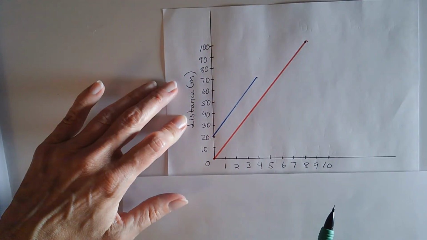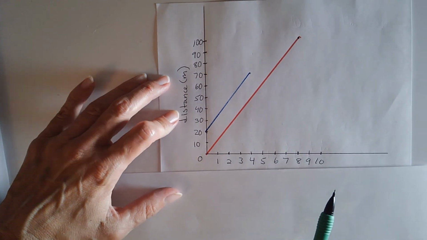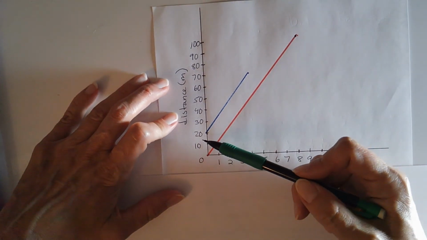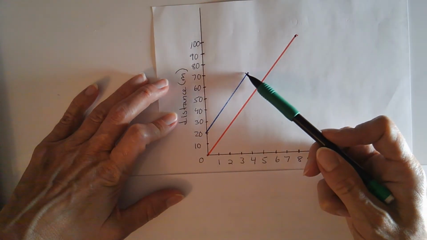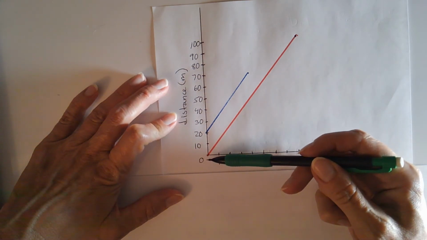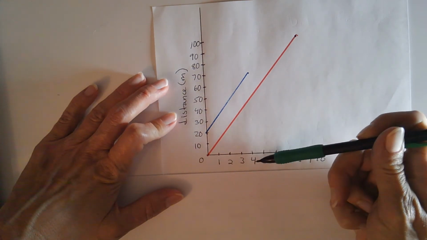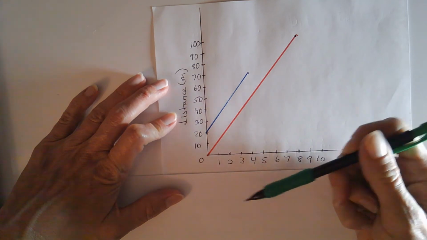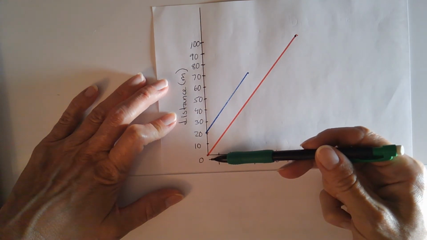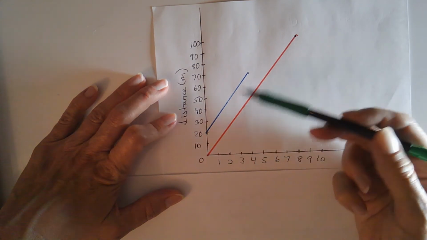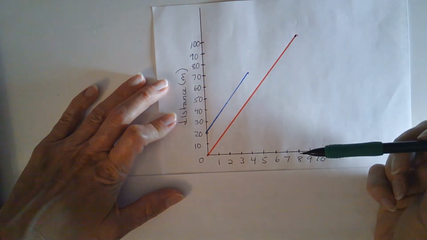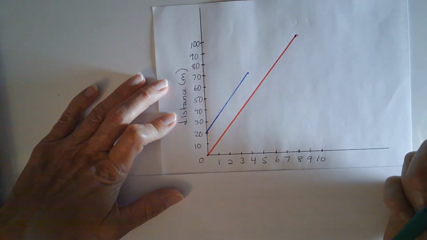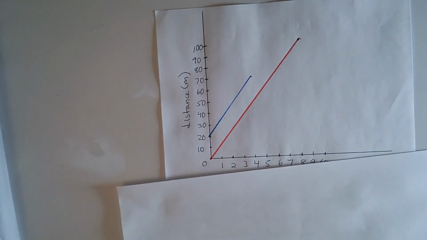Okay, so we have this graph. We have a blue line that starts at 20 meters and ends at 70, and it does that over a time from 0 to 4 seconds, it looks like. And then we have a red line that goes from 0 all the way up to 100 in the course of 8 seconds. Okay. Let's see, is that 3 or 4?